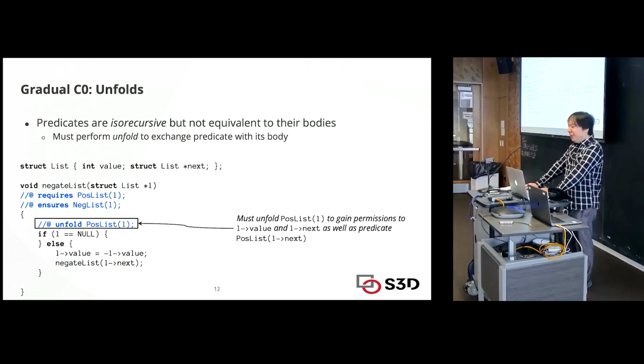To gain access to this permission, you must perform an unfold operation, which exchanges the pos list predicate with its body, exposing the predicate permissions within. The reason why unfolds are explicit is that predicates can be recursive, and without explicit unfold operations, the verifier does not know when to stop unfolding. We're potentially building an infinitely long SMT query.